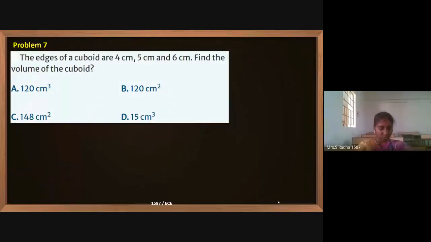This is our next problem. The edges of a cuboid are 4 centimeter, 5 centimeter, and 6 centimeter. Find the volume of the cuboid.